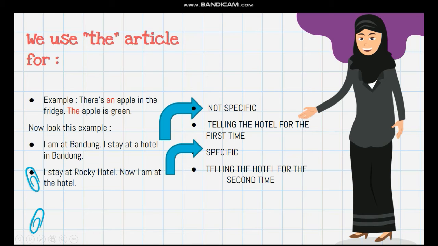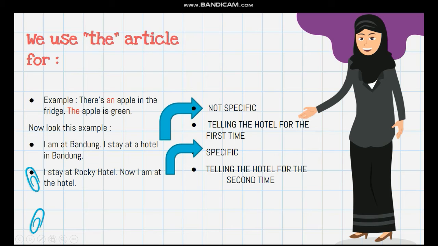I am at Bandung. In this sentence, I'm not talking about a hotel, but I'm talking about Bandung. I tell you that I am at Bandung. And in the second sentence, I mention a hotel for the first time. I stay at a hotel in Bandung. It's not specific and it's telling the hotel for the first time.